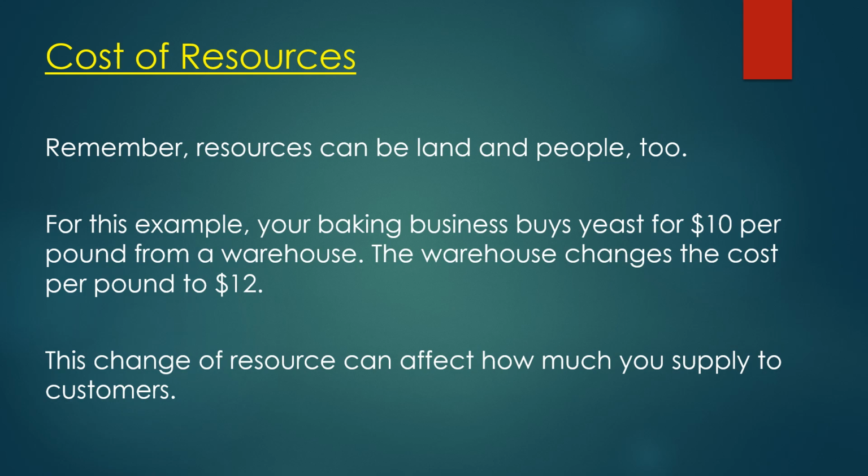Cost of resources. Remember, resources can be land and people too. So for this example, your baking business buys yeast for $10 per pound from a warehouse. Well, now the warehouse changes the cost per pound to $12. They've increased it. So this change of resource can affect how much you supply to customers. More than likely, your supply is going to go down because now money, that $2 extra that could have went towards anything else in your business, now it has to go towards yeast. And unless you make more money and sell more baked goods, that's going to affect your supply. And it's going to go down.